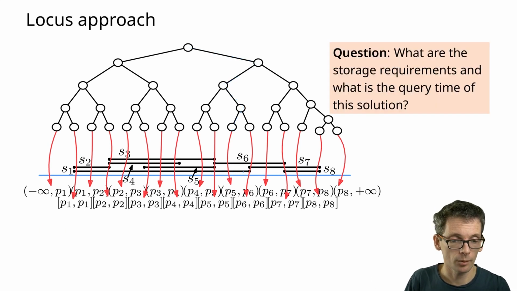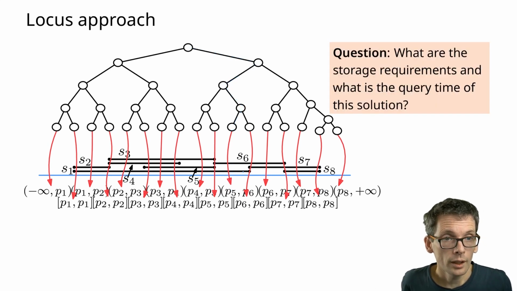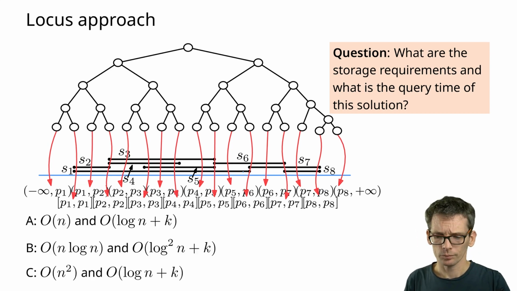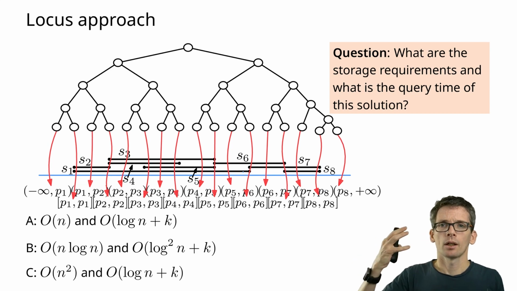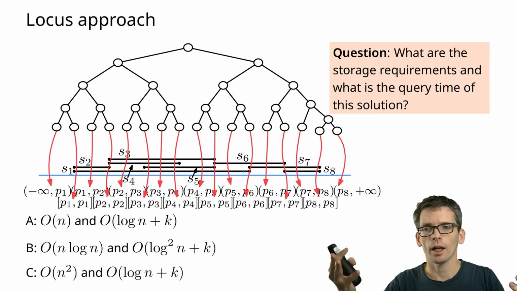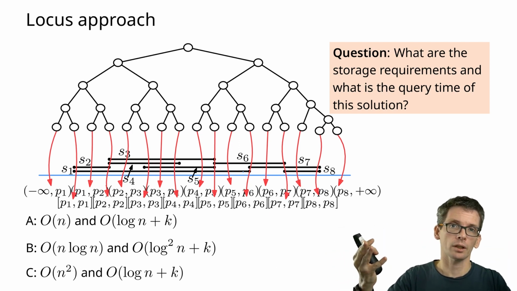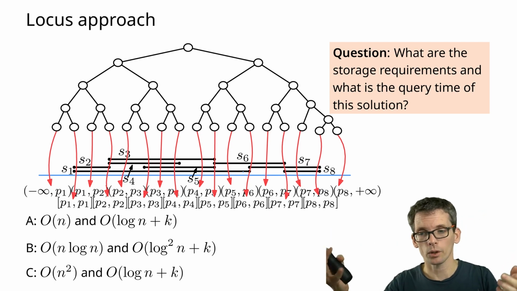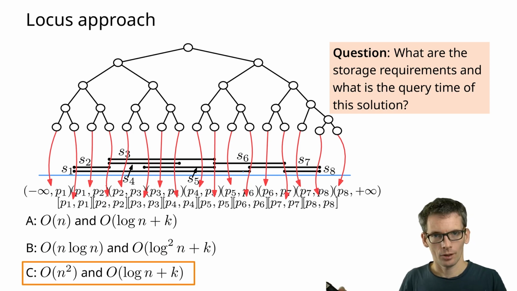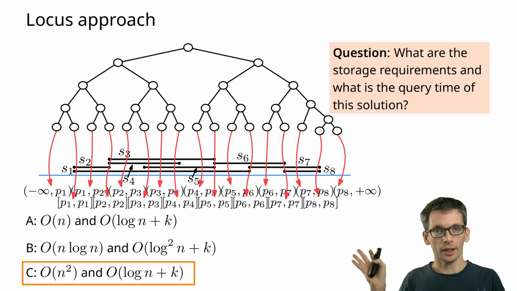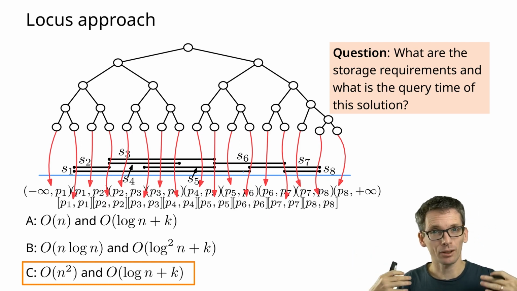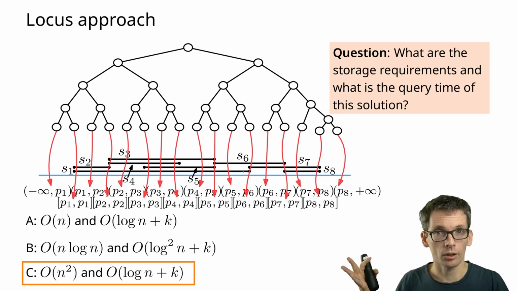And for this, let's think about what is the storage that I need for this and what is the query time. So here are some options. Linear storage, order log n plus k query time; n log n storage and log squared n plus k query time; or n squared storage and order log n plus k query time. So the correct answer is C. Query time is perfect, order log n plus time that we need to report. But in terms of storage, this is somewhat catastrophic.